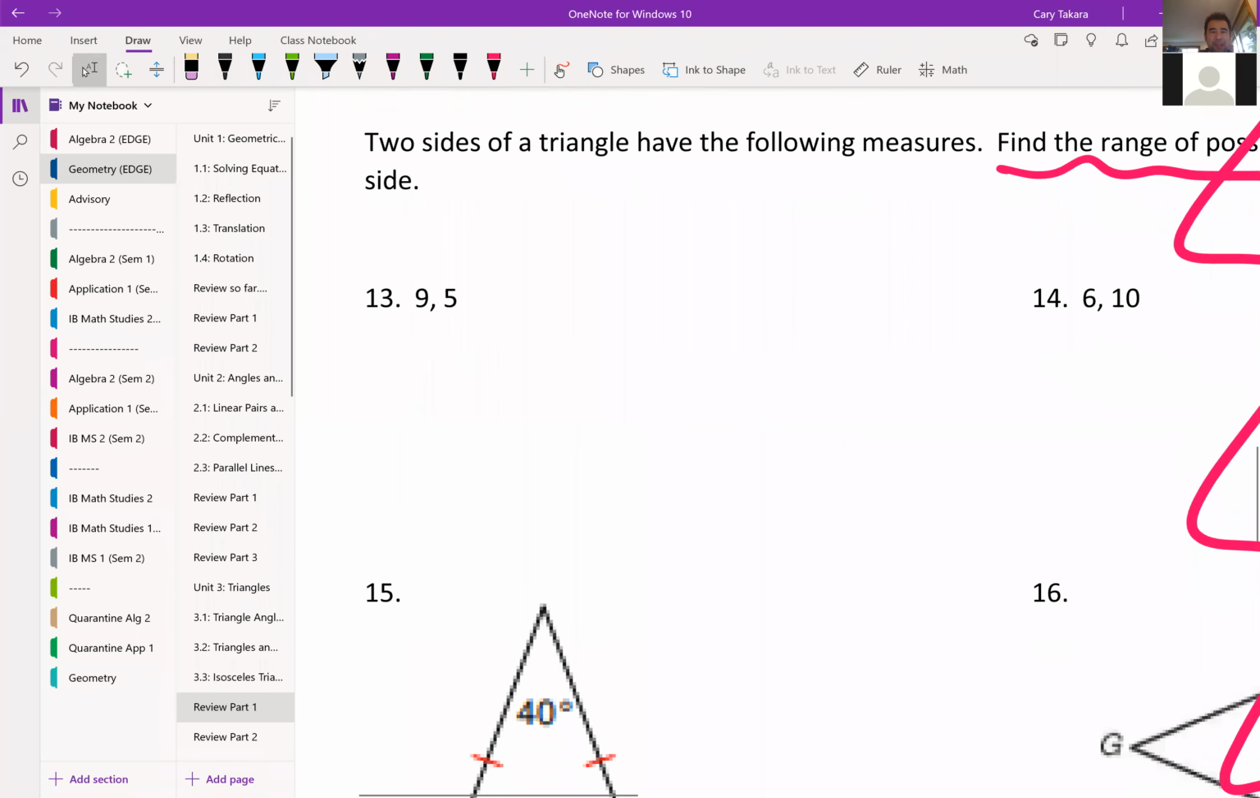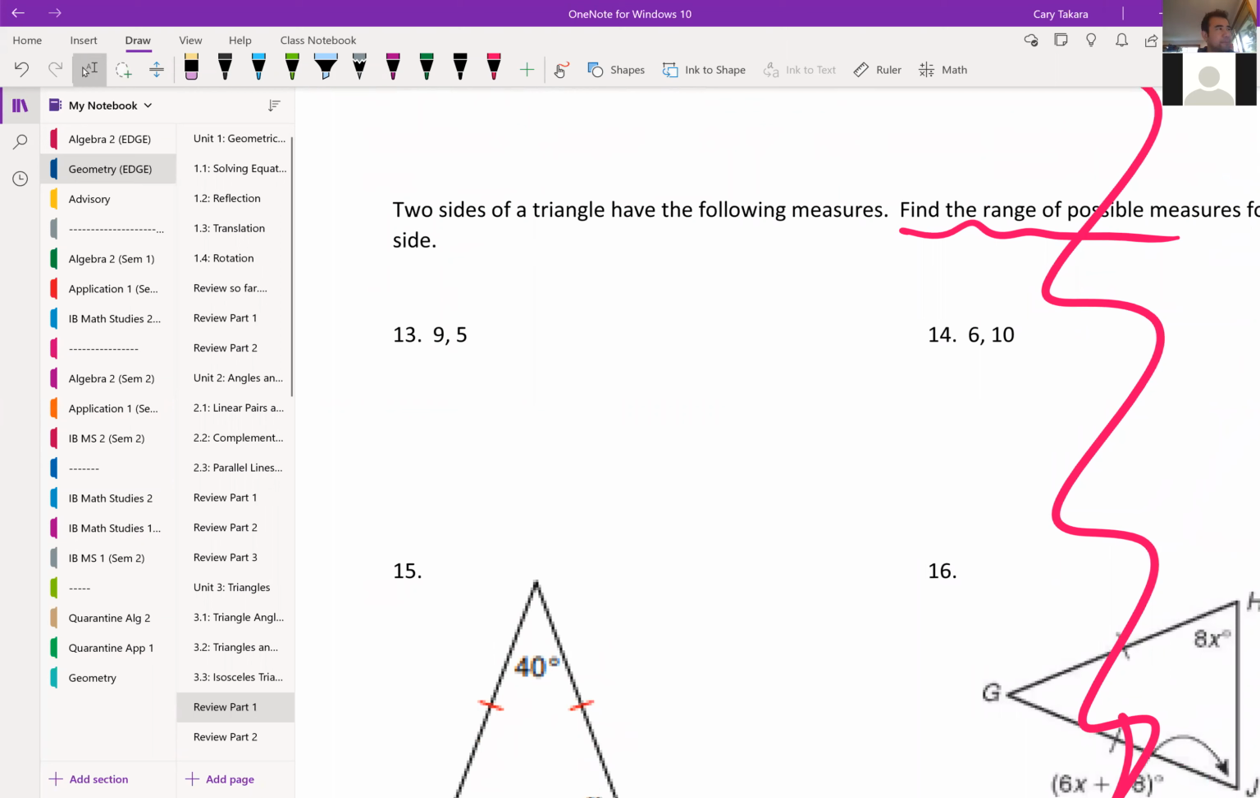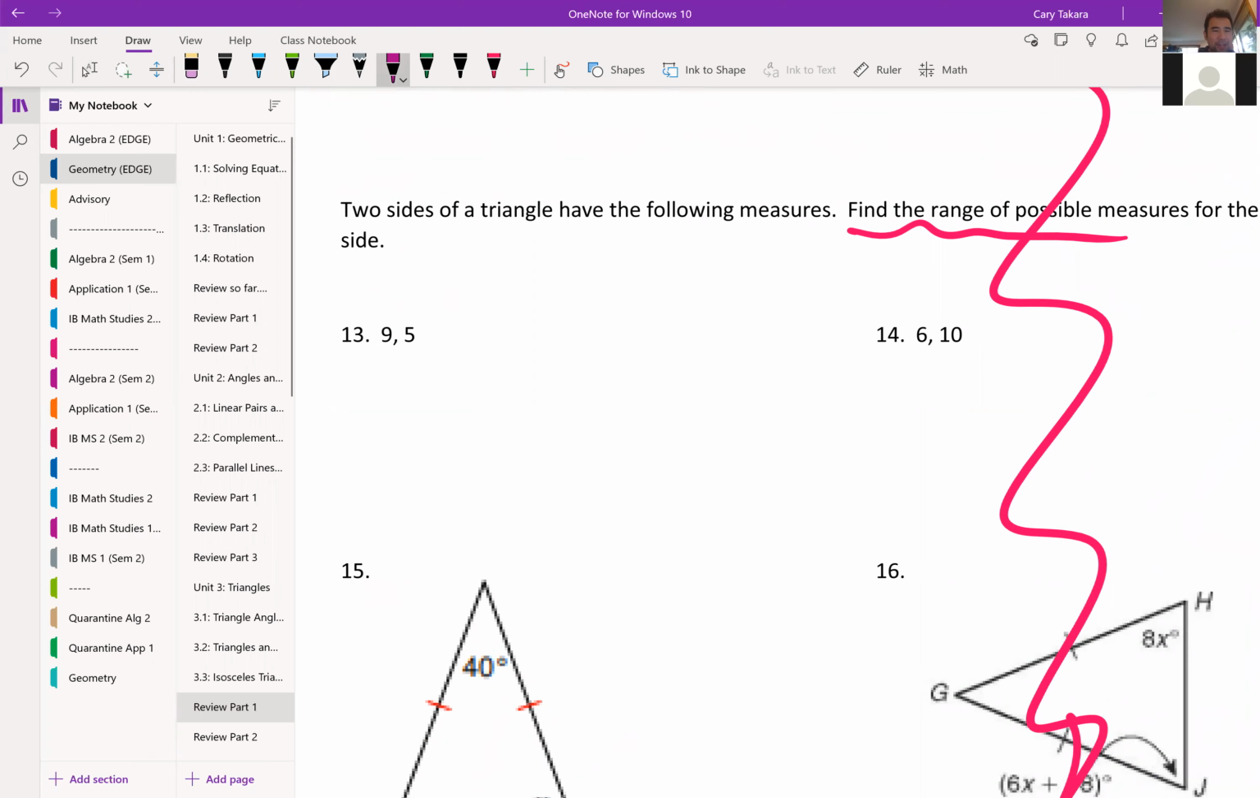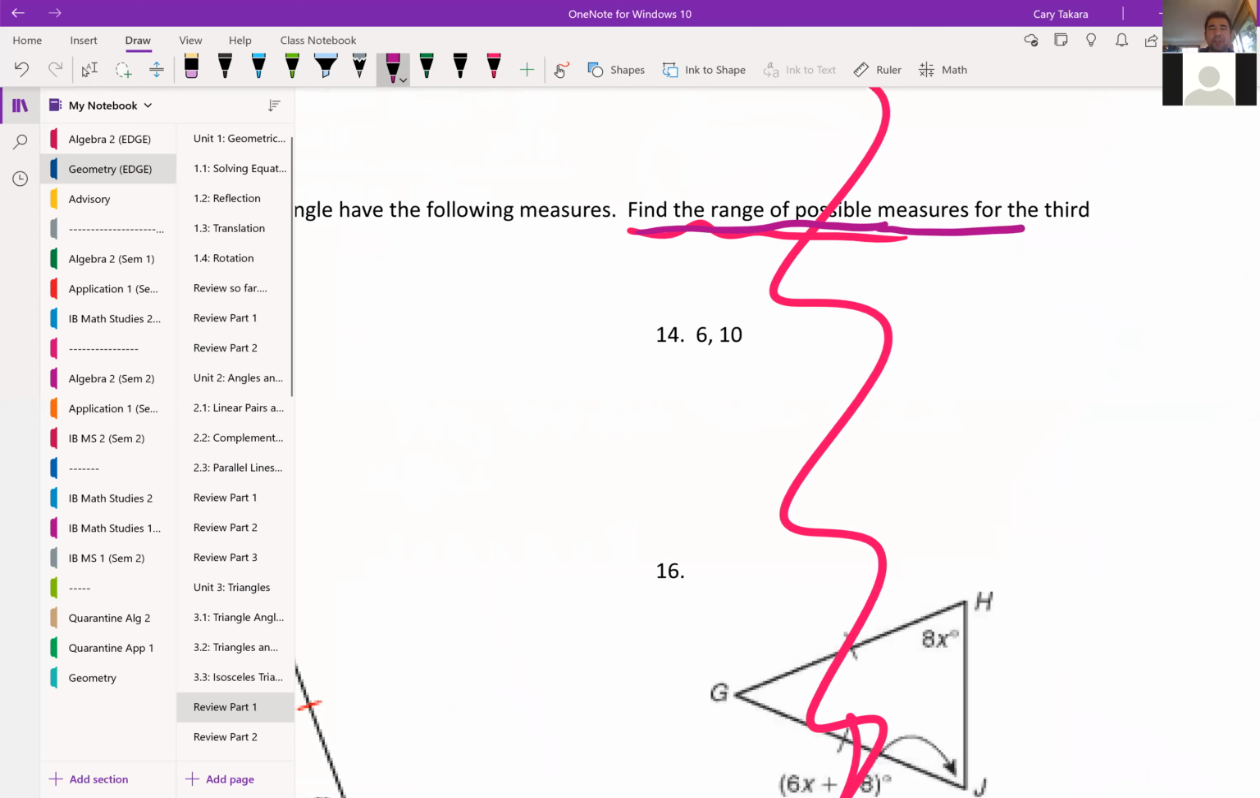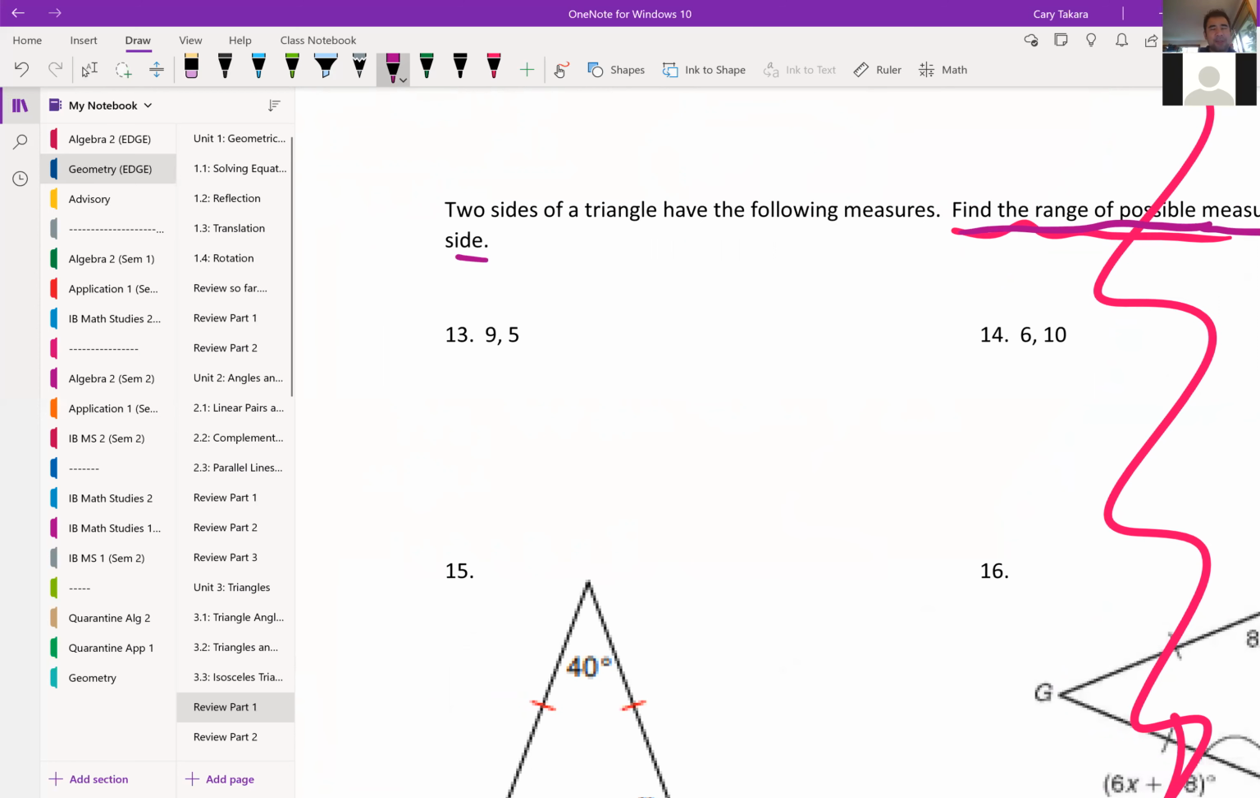Okay, let's keep going, guys. Number 13. Now, how do you approach this question? Two sides of a triangle are given right here, 9 and 5, okay? You find the range of possible measures for the third side. What could the third side be? Can it be any number? No, there's some restriction, right? It cannot be 100. Or could it be 1, 2, 3? There is actually a range of numbers that you can pick, but it has to be somewhere in between here to here. What is the range? That's what we are being asked to find out. Now, how do you do that?